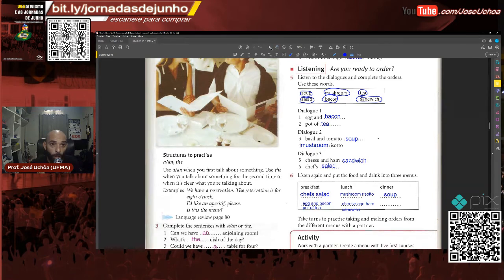During the correction, I made a mistake. I talked about lunch all the time, but I put chef's salad into the breakfast. It's lunch, okay? The chef's salad. So let's move this here. Egg and bacon, pot of tea, the chef's salad goes for lunch, okay? Now, mushroom risotto could be either lunch or dinner.